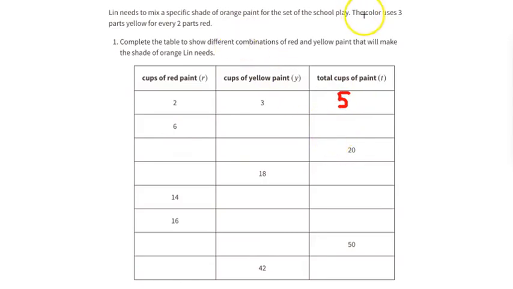Well, it's 3 yellow for every 2 red. So if we use 6, that's 3 groups of 2. I need 3 groups of 3 here, giving me 9, which gives me 15 here. I think I might see a pattern. All right, so if we've got 20 total, what are going to be the 2 parts that make up here? Yeah, going to be 8 and 12, right?